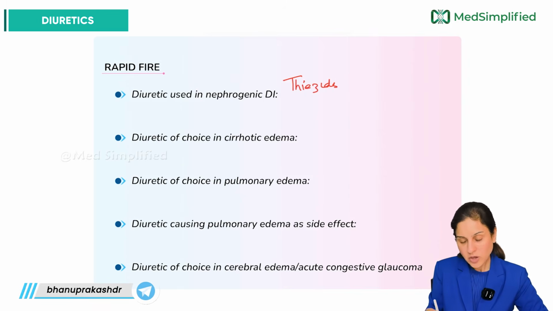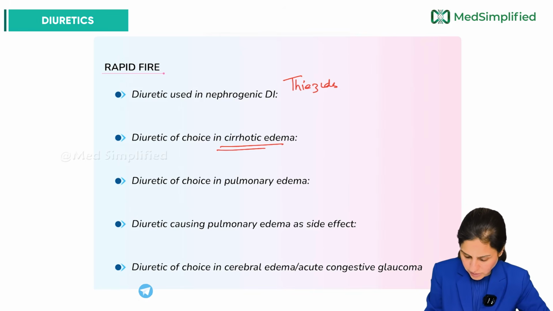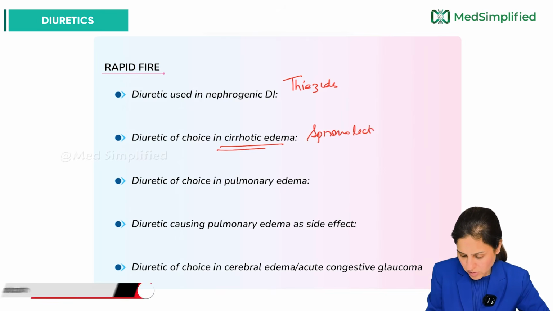Thiazides. In cirrhotic edema, as I told already, there is a lot of aldosterone present. So the drug we will use is spironolactone.